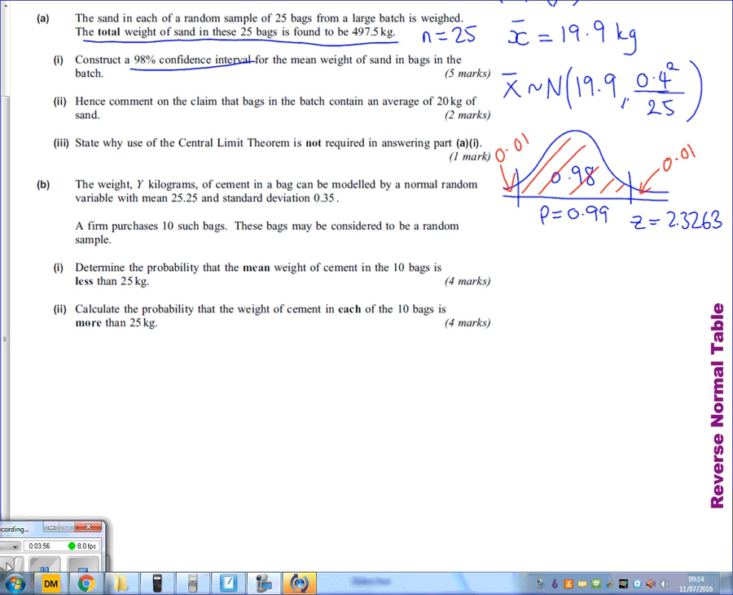So now I'll construct my confidence interval for the mean weight of sand in the bags. So I'm going to do x bar plus or minus my Z value, 2.3263, multiplied by the standard error, which is going to be 0.4, the standard deviation, divided by the square root of the number of items in the sample. Oh, sorry, that should have been 25. Just looking at the 4 from above. So 0.4 over the square root of 25. So I'm going to put that in. So my x bar was 19.9.